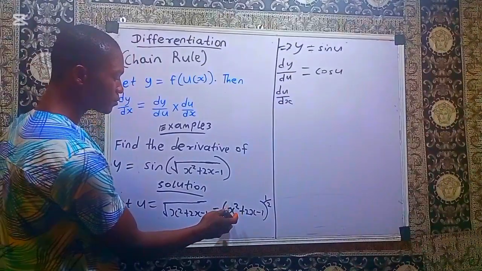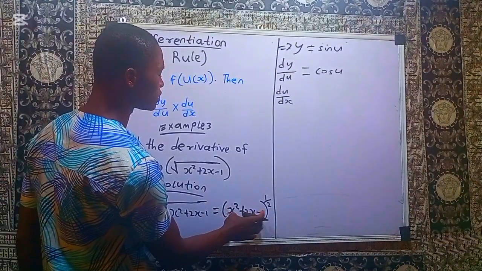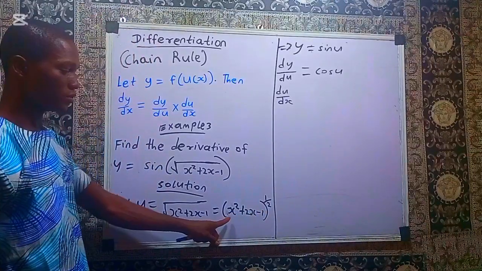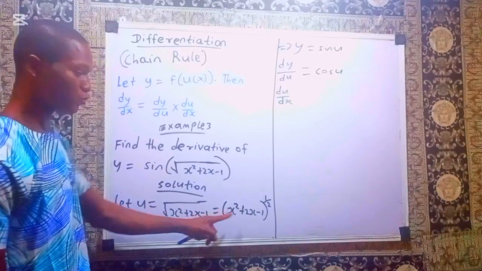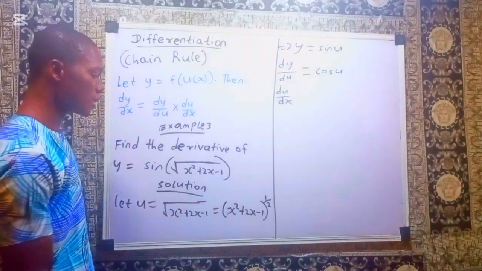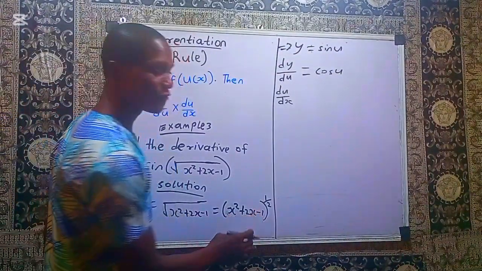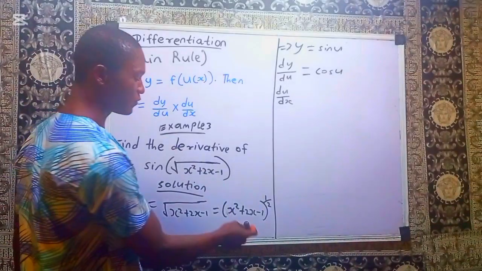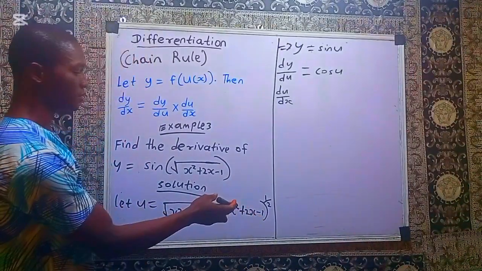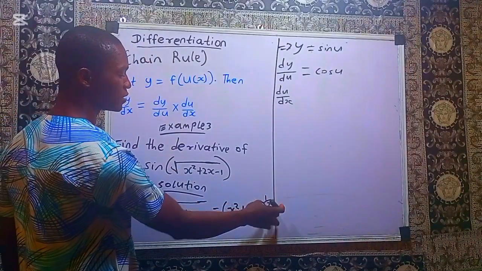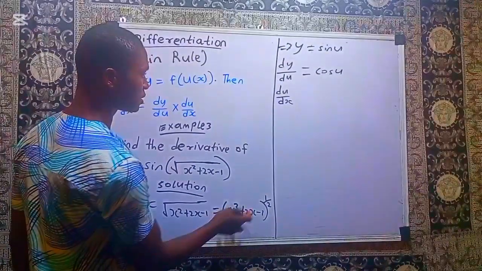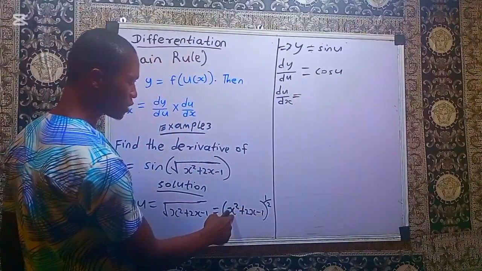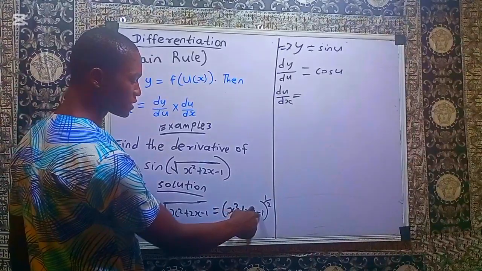But this quantity u, you are still going to use the chain rule formula to differentiate u as well. So look at what we are going to do. We know that if you are using the chain rule formula, you are going to differentiate the inside and differentiate this index, right? And multiply. So let's differentiate this quantity inside. What do you have inside? x squared plus 2x minus 1.